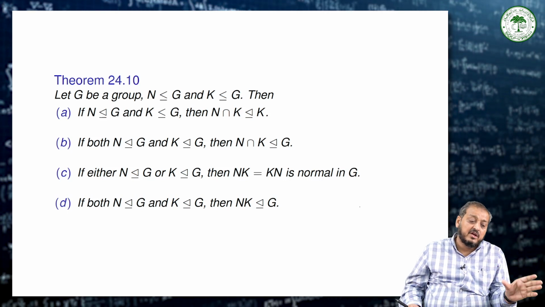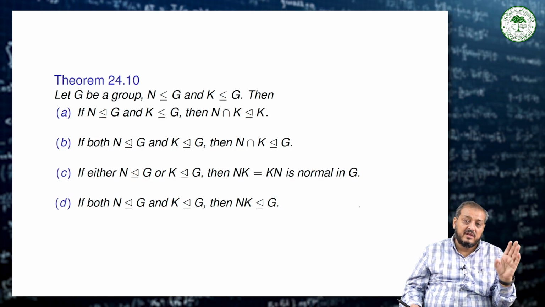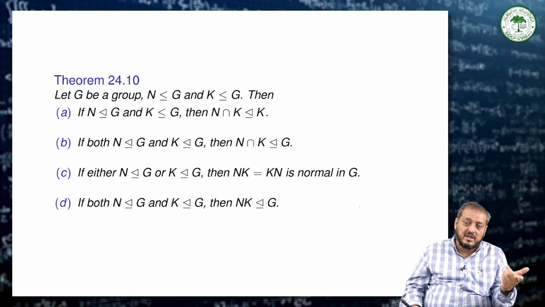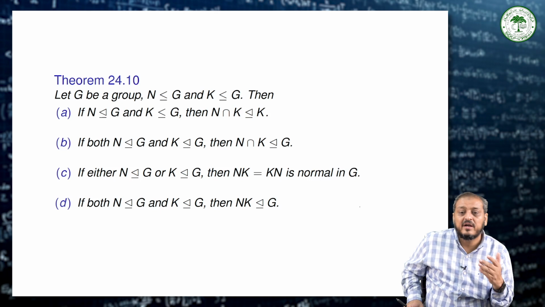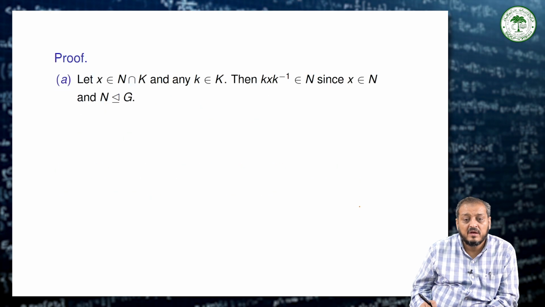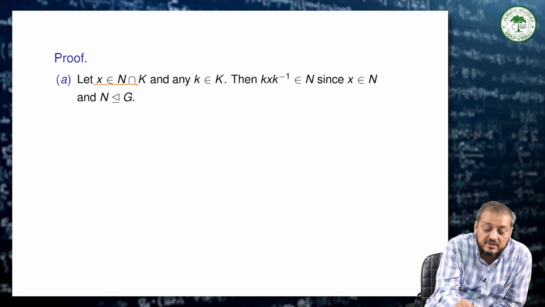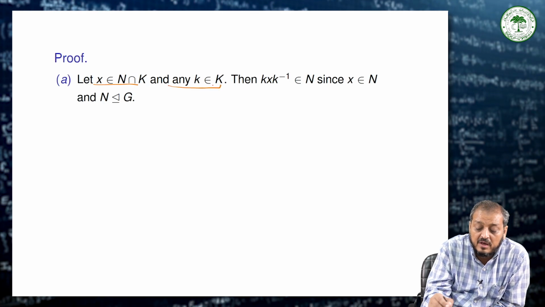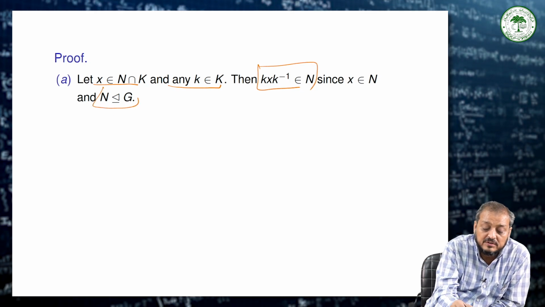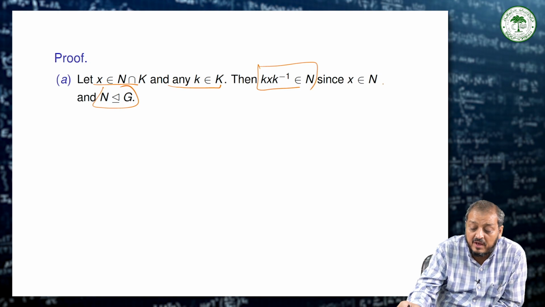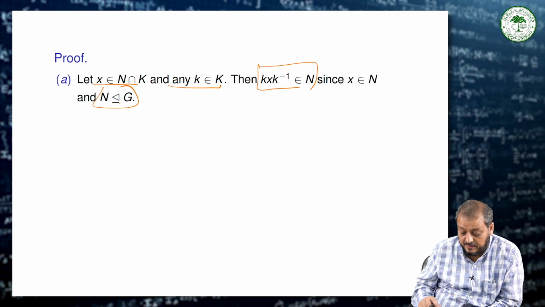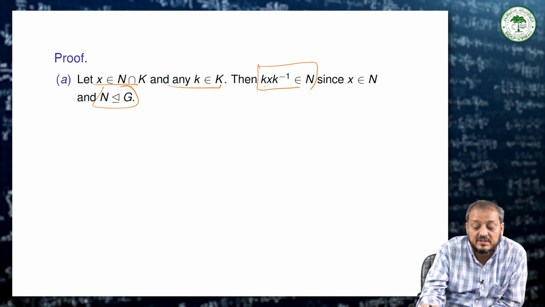We take 2 subgroups, N and K. The first condition is saying that if N is a normal subgroup of G and K is an ordinary, any subgroup of G, then we try to show that N intersection K is normal in K. So we take any x in N intersection K, and any k in K, then kxk inverse belongs to N, since N is normal in G. Okay, since x is an element of N and N is normal in G, we can simply say that kxk inverse is an element of N.